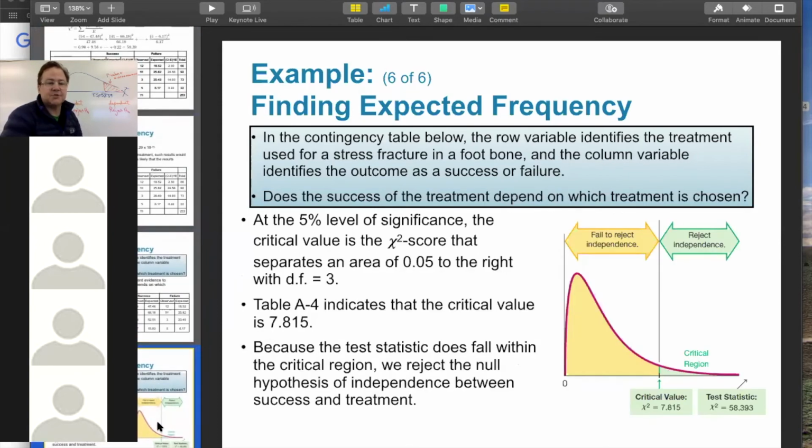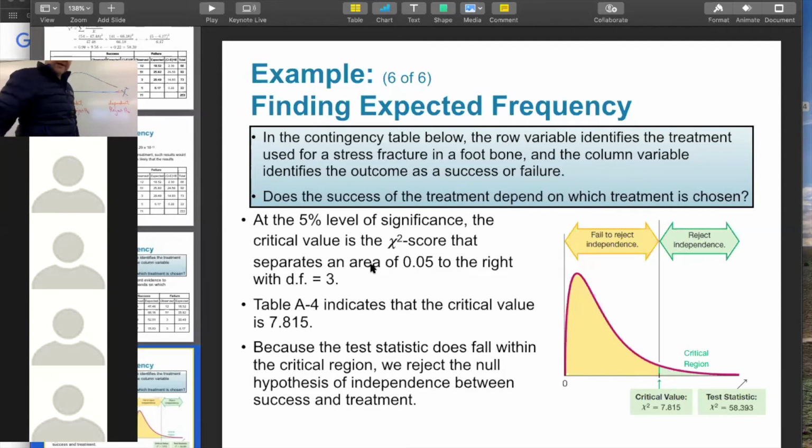So this is a picture that I've just drawn at the 5% level of significance, the critical value. Let's review critical value again. For a right-tail test, the critical value is going to tell you exactly how big chi-square needs to be in order for me to decide to reject the null hypothesis, in order for me to decide that these are dependent.